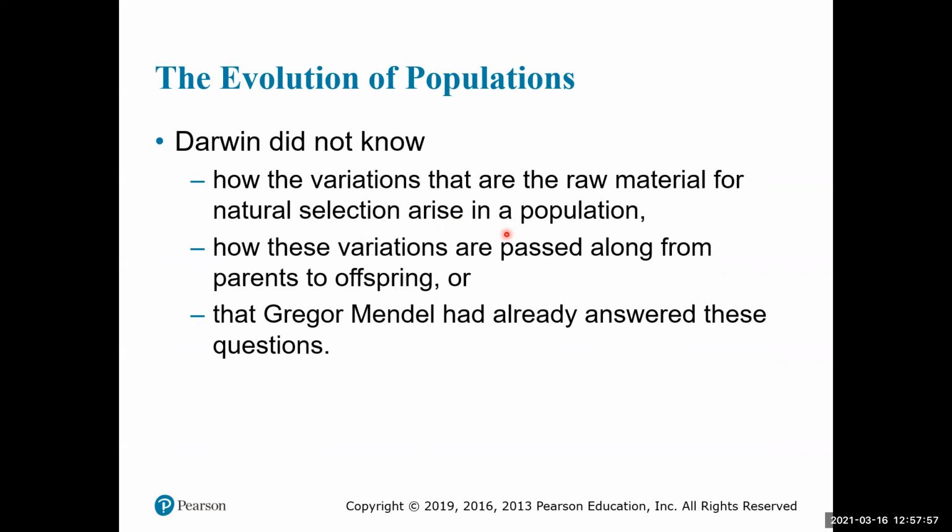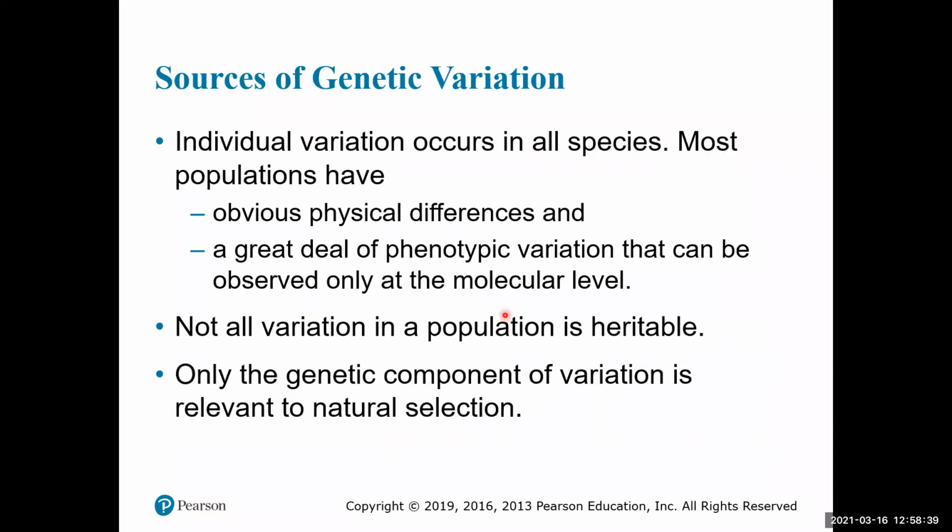He also wasn't sure how variation was passed from parent to offspring, but he knew that there had to be some mechanism that was allowing that to happen. But at the same time, Gregor Mendel had actually already answered these questions. It's just that Darwin never read his research. And Gregor Mendel's research was kind of lost for a little bit. And it wasn't until the modern synthesis, in the early 1900s, that led to the combination of Gregor Mendel's work and Darwin's work to really bring about these ideas and help us understand more about evolutionary theory.